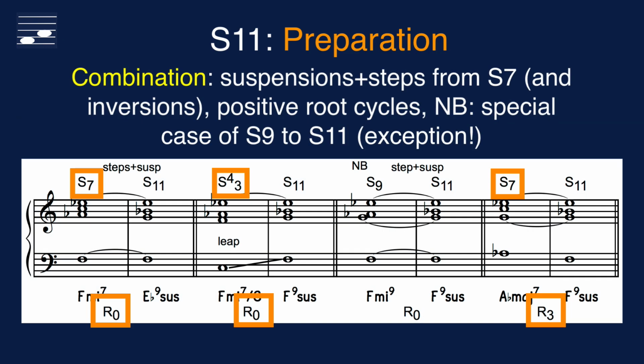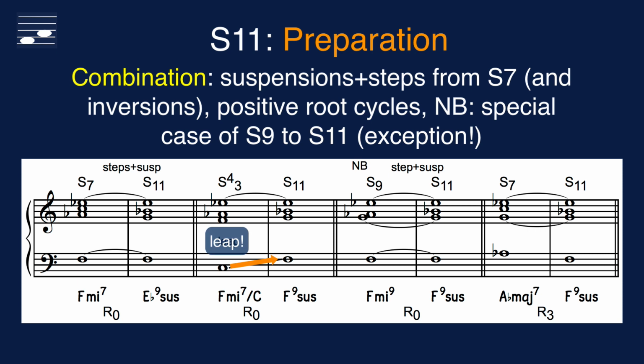Combining suspensions and steps in the preparation from a 7th chord yields positive root cycles. Either there are 2 steps and 1 suspension, or the reverse. The preparation from the 2nd inversion involves another leap from the function 5 in the bass.